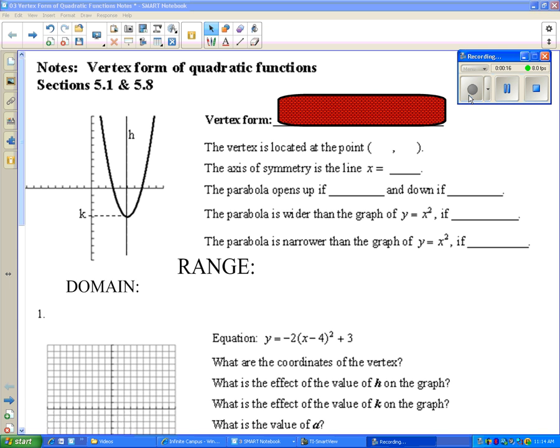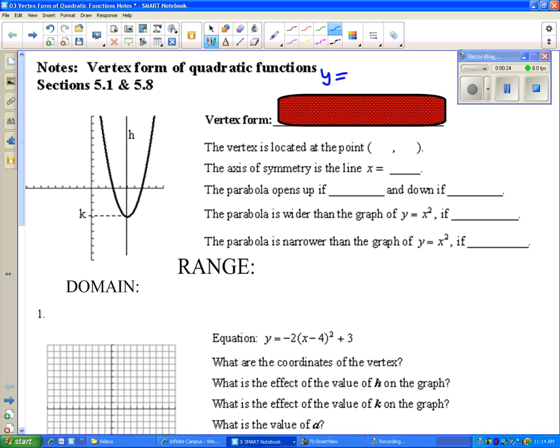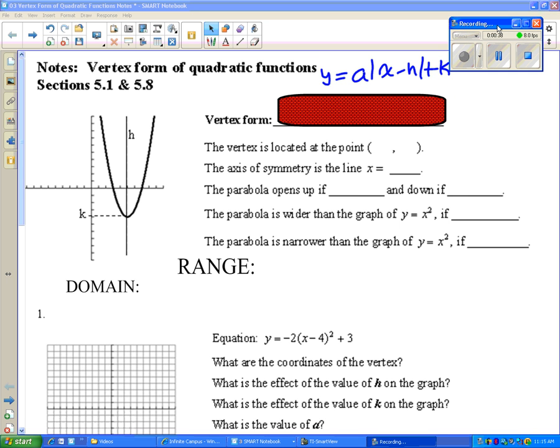So yesterday, the last day that we did this, we talked about absolute value. And the absolute value equation that we used was y is equal to a times the absolute value of x minus h plus k, where h and k was the vertex. We're going to see a lot of the same type of stuff here, but it's going to be just slightly different and a couple different techniques.